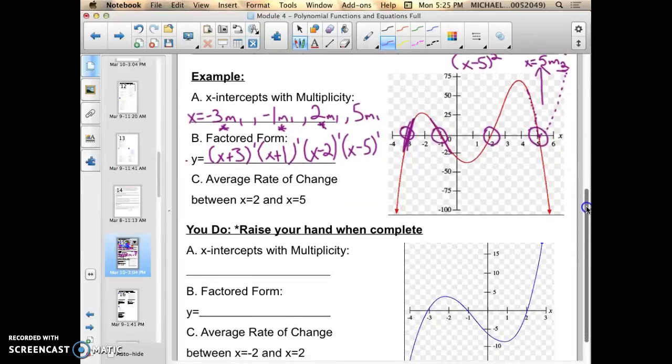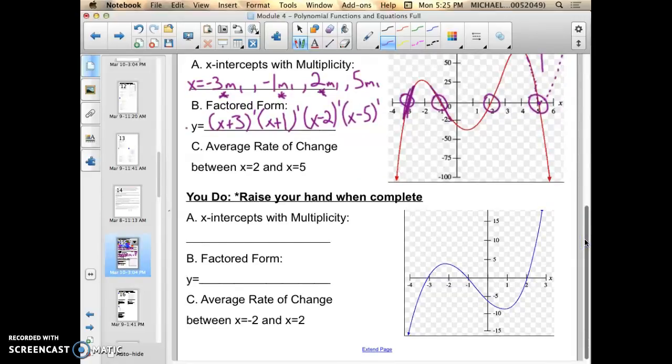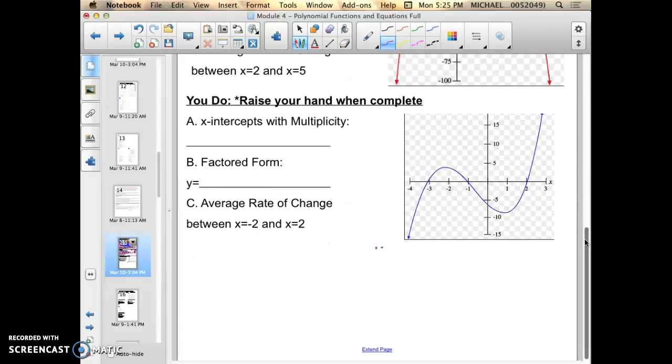So, at this point, you're ready to try on your own intercepts with multiplicity and factored form on this example that you can do on your own. So go ahead and try that. Pause the video, and then I'm going to work it out, and you can check your answer with mine. Again, if your answer doesn't look the same as my answer, please raise your hand so that we can talk about it. So hopefully at this point, you've paused the video.